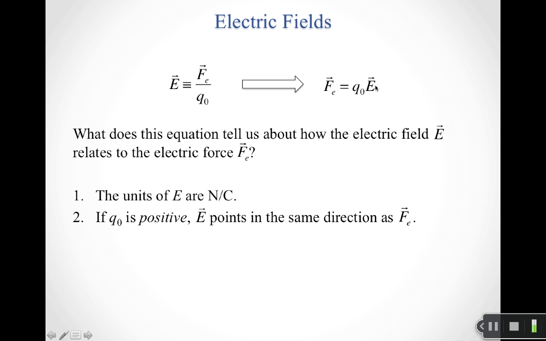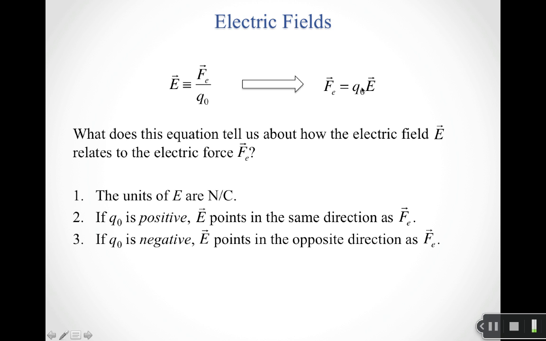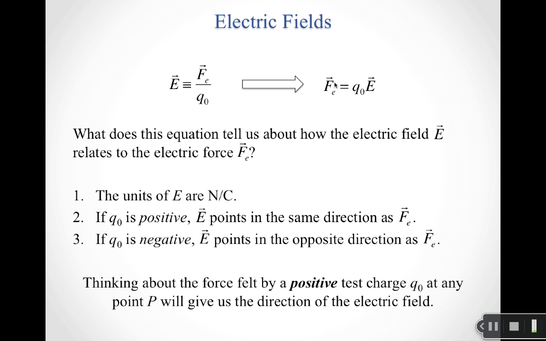If I then think about this equation, here I've got two vectors, right? The electric force is a vector, the electric field is a vector, and I get the electric force by taking the electric field and multiplying it by some scalar. I know that if this is positive, then these two things will point in the same direction, just from the rules that we learned last semester about how two vectors relate if you take a vector and multiply it by a scalar. So if my test charge is positive, then the electric field will point in exactly the same direction as the electric force. If my test charge is negative, then the electric field and electric force point in opposite directions.